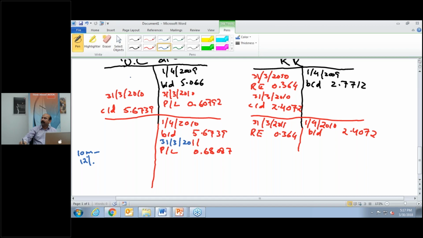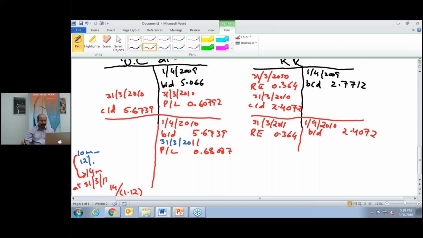Now what happened? There is a revision to this estimate. Now it is 14 million at 31st March 2011, and the discount rate is 12%. Now we will recalculate the decommissioning liability. How? 14 million divided by discount rate 1.12 raised to the power of the remaining life.